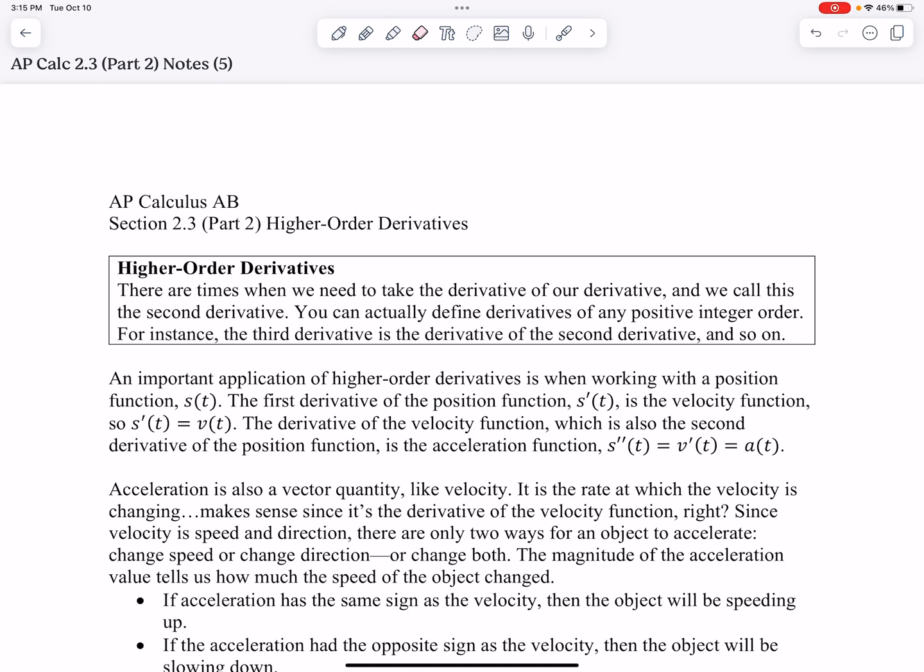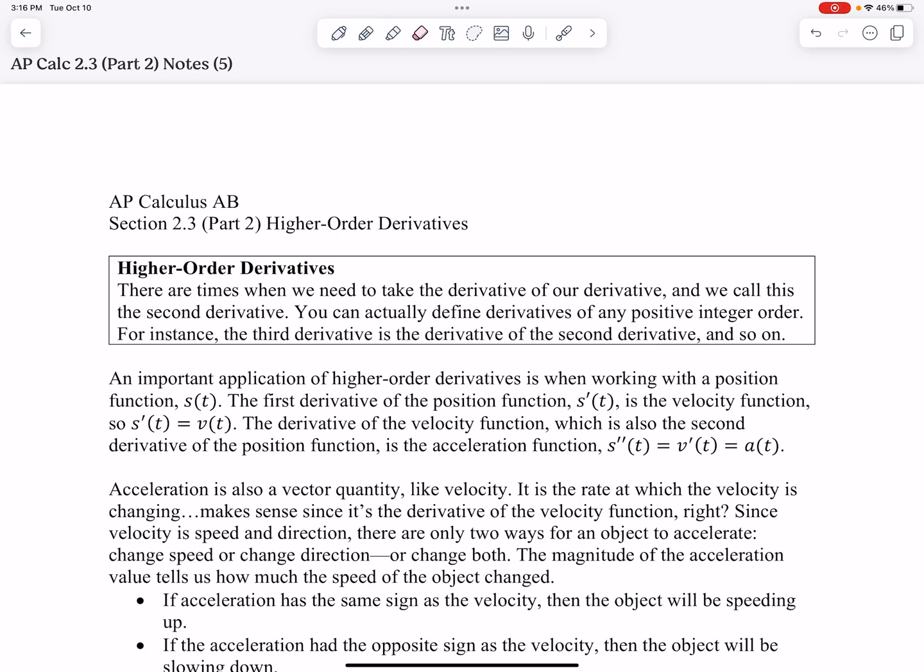But really this set of notes is going to focus on an application of higher order derivatives, which is thinking about a moving object, or starting with a function that represents the position of an object. The first derivative of a position function, so if s of t represents a position function, then s prime of t represents the velocity function. So s prime of t is equal to v of t, if you wanted to rename the function with v.